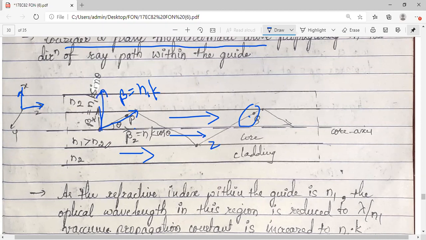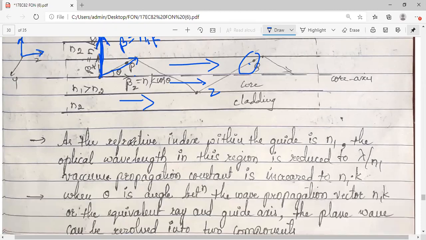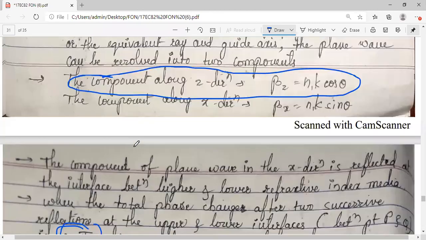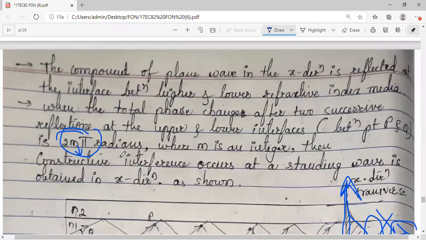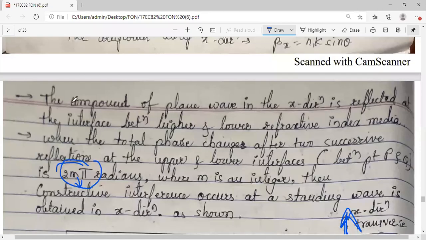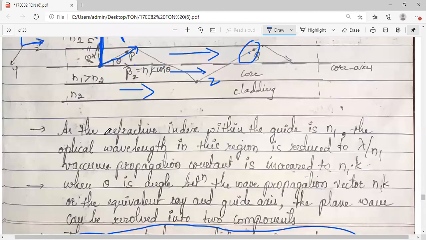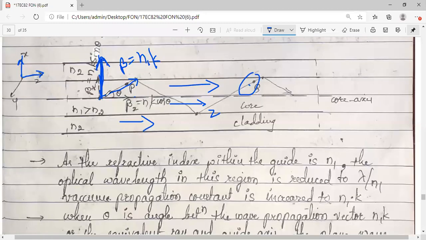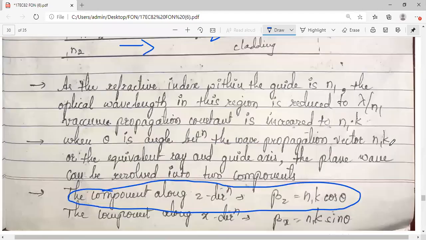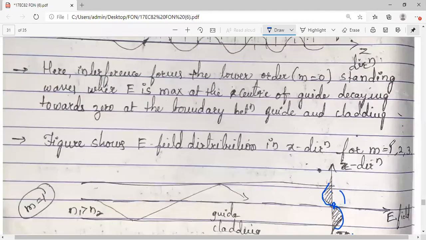We have seen this already. Yes, in the previous session we have discussed. So because of this, only this component we will be considering, x direction. The component of the plane wave in the x direction is reflected. Whatever the wave is propagating, this is because of this component itself. So this discussion we have already done.